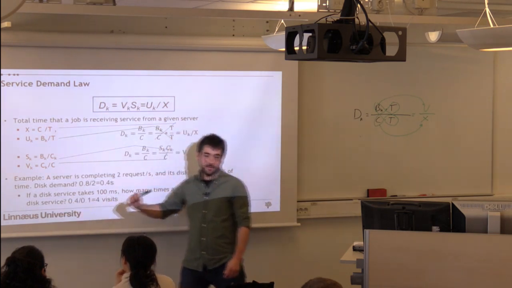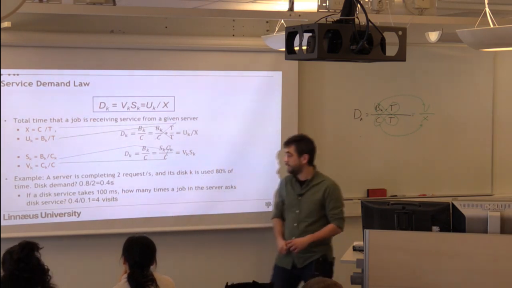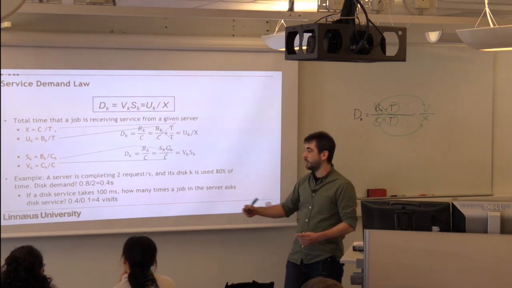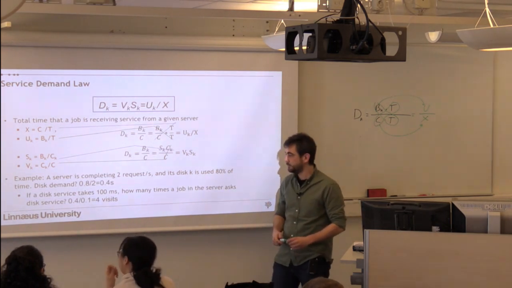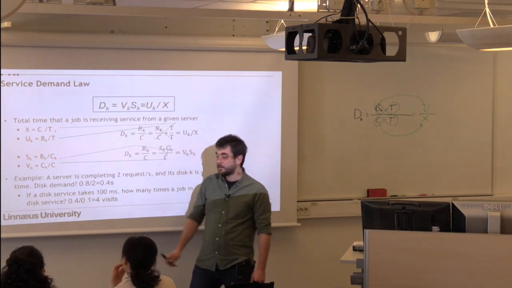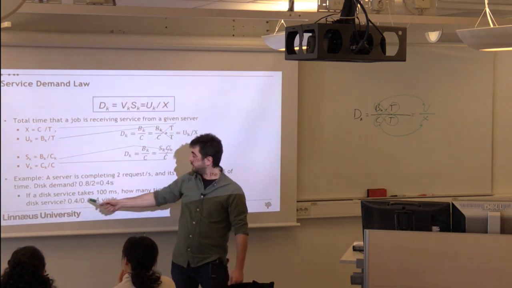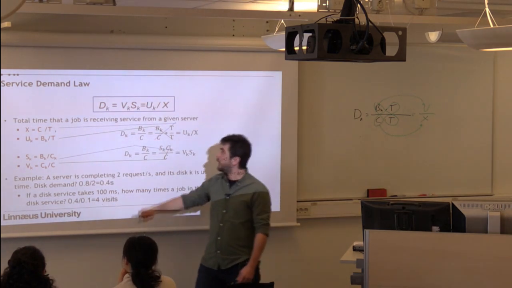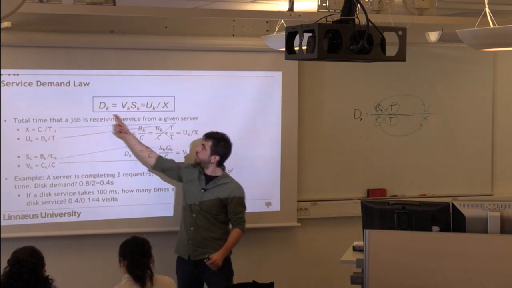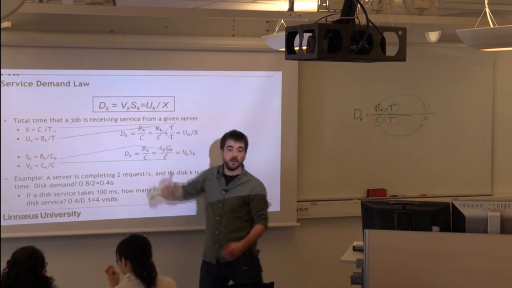So if we know that an execution of the disk service takes 100 milliseconds, how many times does this request have to access the disk? You have this demand. We divide by the service time, which is the 100 milliseconds, and we get the number of visits. So now it's using this part of the law to calculate the number of visits to the disk.